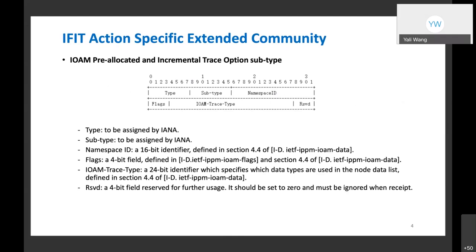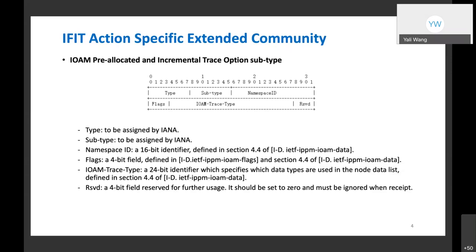So this is the first option, option types. It's about the IOM pre-allocated and the incremental trace option subtype. Based on the format of the BGP extended community, we define the value field with the concepts of the namespace ID, flags, and IOM trace types. This data field has the same definition as in the previous drafts, I mean, the IOM data draft.